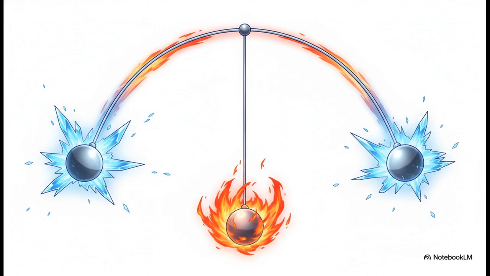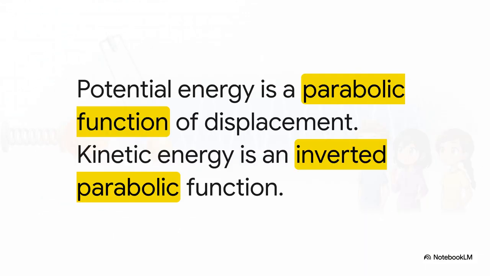Then you have kinetic energy. That's the energy of motion. It's highest when the object is moving fastest, which we now know is right in the middle. And they're in this constant dance. When one is high, the other is low. And if you look at these graphs, you can see it plain as day. The potential energy curve is a U shape, lowest in the middle and highest at the ends. The kinetic energy curve is the exact opposite, an upside-down U, highest in the middle. They are perfect mirror images of each other. As one goes up, the other comes down by the exact same amount.